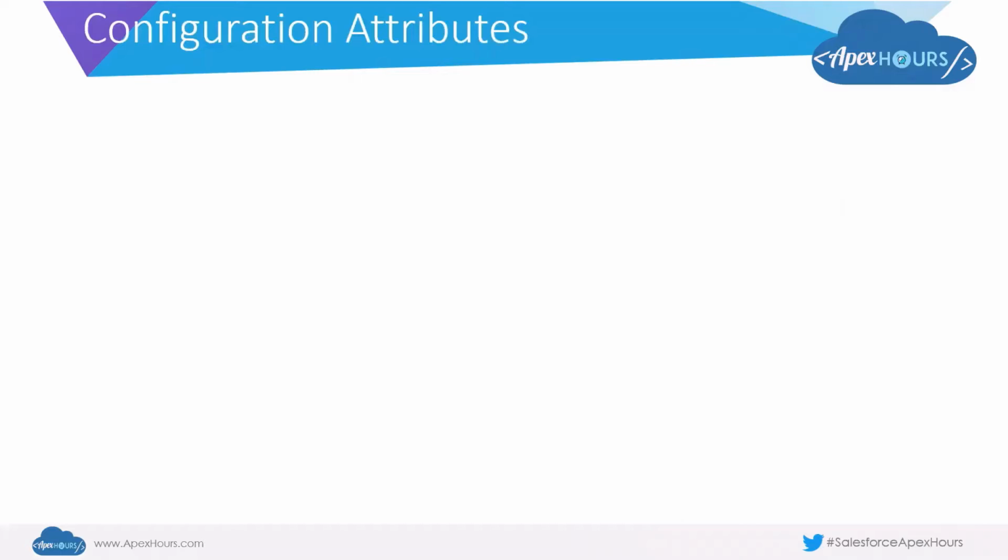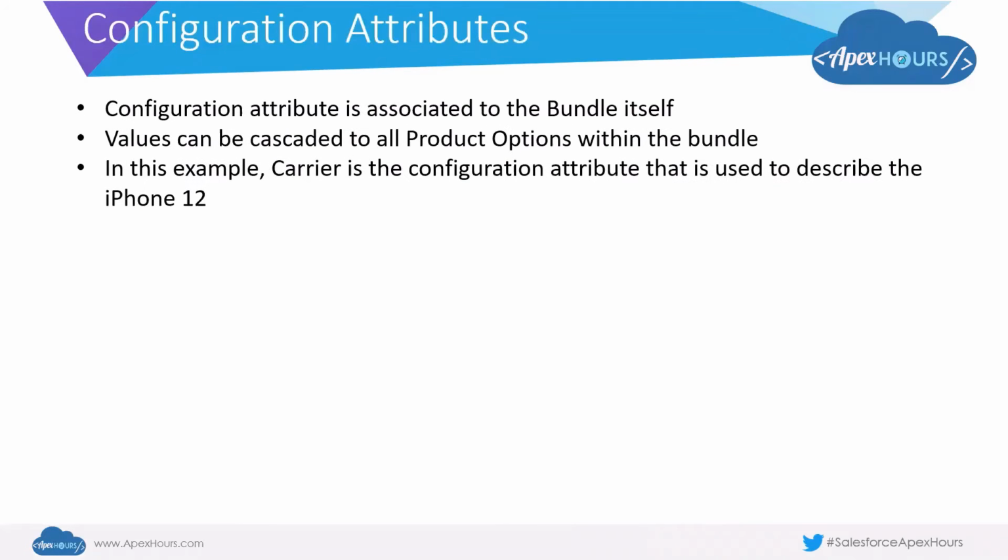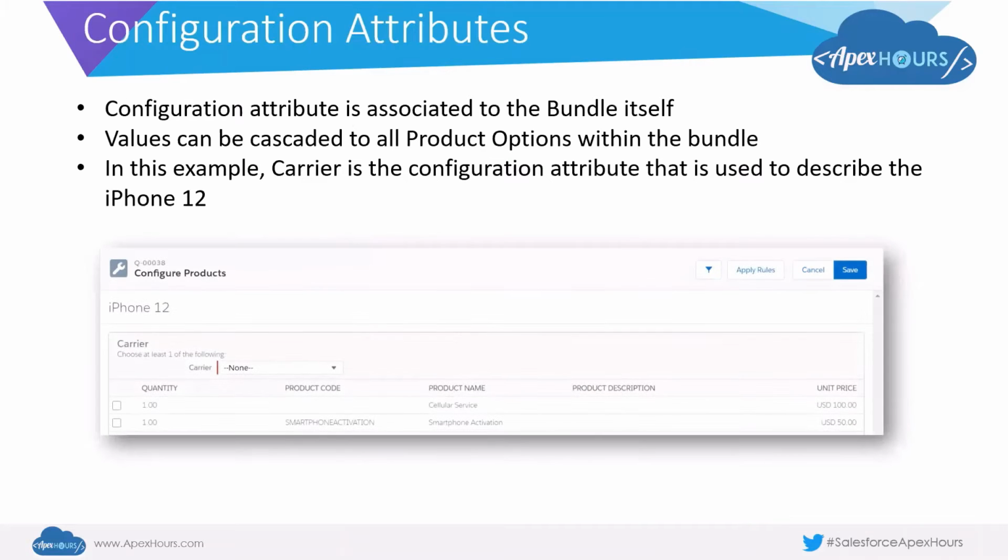First, let's take a look at what configuration attributes are. A configuration attribute is associated with the bundle itself. In our example here of the iPhone 12 bundle, the carrier which is set up here is the configuration attribute. So we have carrier set up as the configuration attribute for iPhone 12 when the user wants to buy this particular phone.